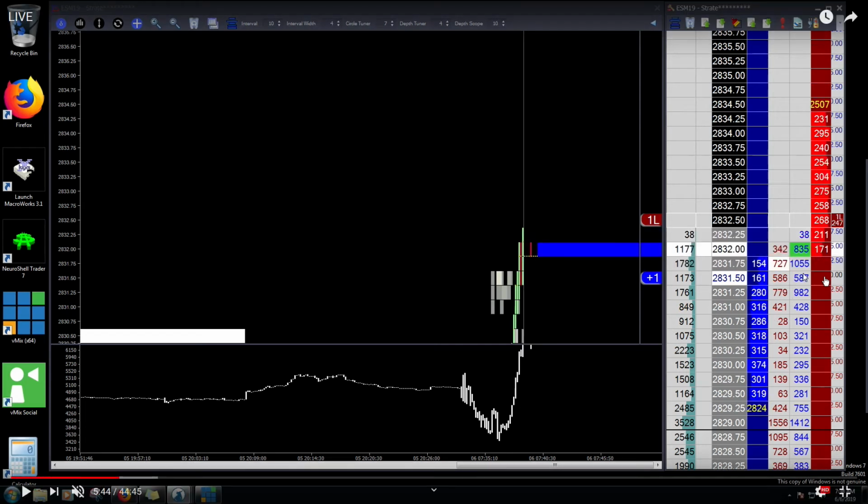And here's what looks good. There's 1,055 market orders versus 586. And then we got the 835 versus 727. And we already had 38 print up here, but the sellers immediately boosted it down. But the fact that it sort of tested that area is good.